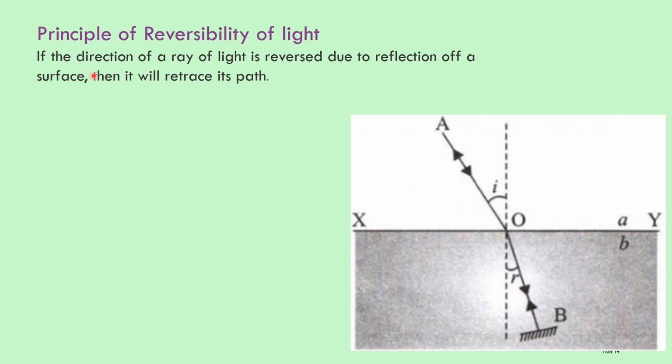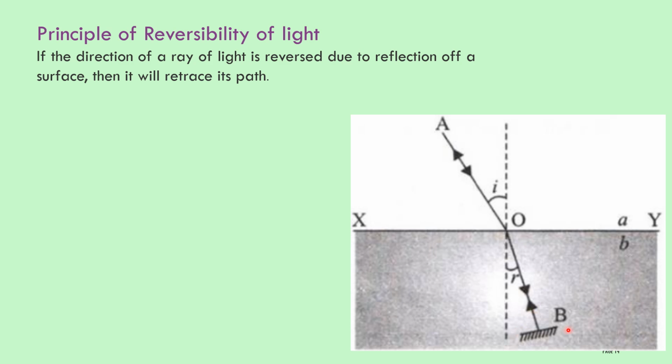Principle of reversibility of light. If the direction of a ray of light is reversed after reflection from a surface, then it will retrace its path. Here you can observe two media, one is air, another is water. When light travels from one medium to another, it gets reflected and also refracted. Here you can observe AO is the incident ray. After hitting this surface, it gets reflected in this path. This is the angle of reflection.